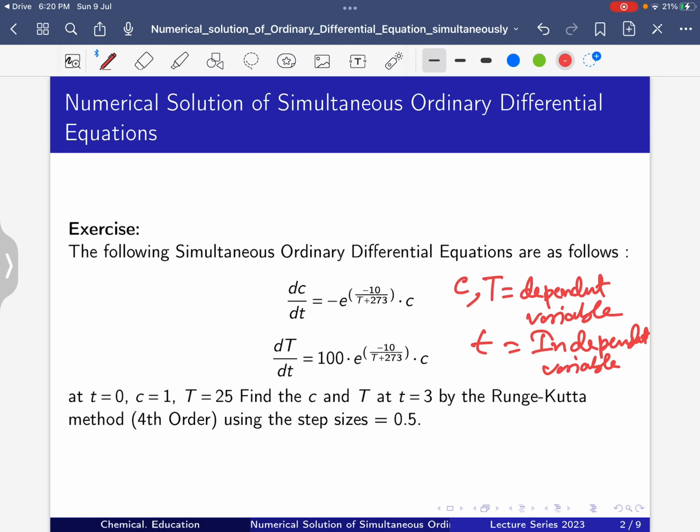Now this first ODE is function 1, a function of small t, C and capital T, and this is also a function of, means both ODEs depend on small t, C and capital T. Now I'll show you how to solve these two ODEs by using the Runge-Kutta fourth order method. Here I am taking step size h equal to 0.5.